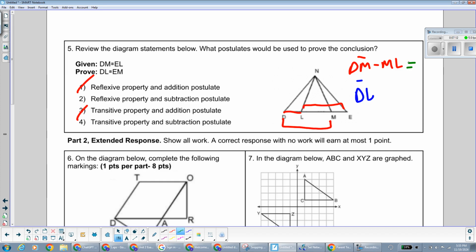Okay. On the other side, we're starting with EL. And let's see what we're subtracting. We're just going to use a different color. So here's EL. And let's see what we're subtracting to get EM. From L to M, LM. I don't want to use yellow to write LM.